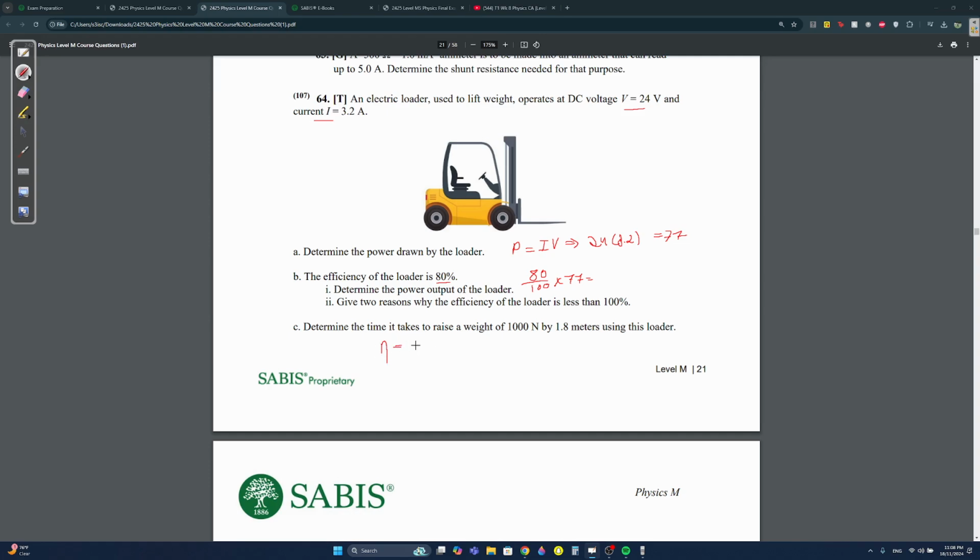How do you calculate efficiency? Efficiency is how much you're actually getting, right? So it's how much you're actually getting divided by how much I'm actually putting in, right? So let's say I put in 100, I only got 80. So how much am I actually using? I'm using 80 over 100. But remember, we wanted the percentage, right? So you multiply by 100%. Okay? So it's always out over in times 100%.